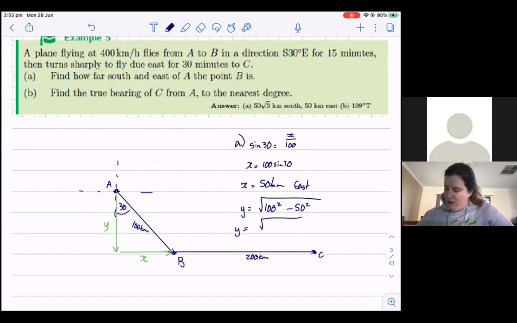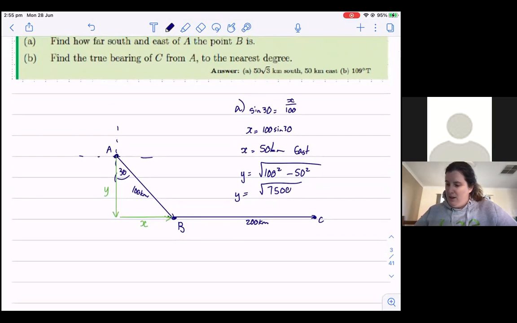So it's the square root of 7,500. If I want an exact value, 100 goes into that: 100 times 25 times 3. So the square root of 100 is 10, the square root of 25 is 5, and 5 times 10 is 50. Root 3 kilometers south.